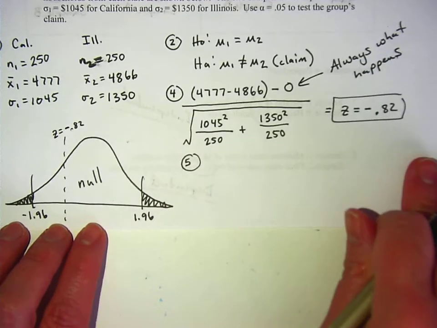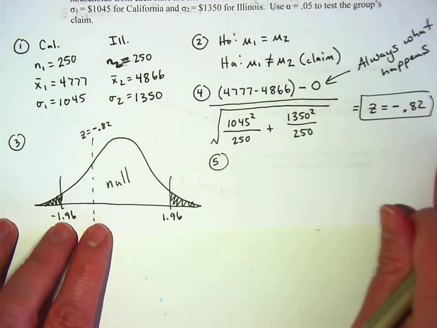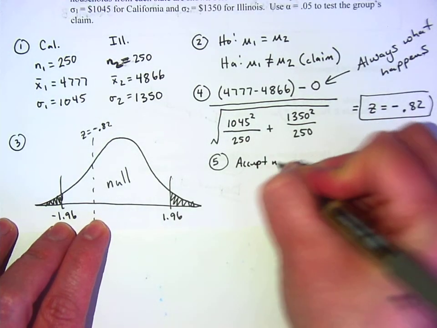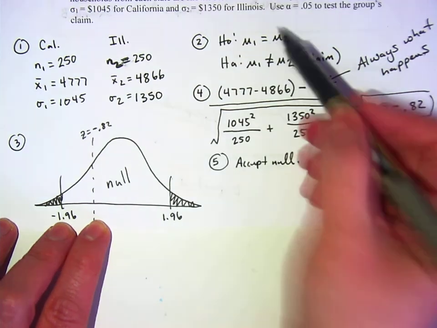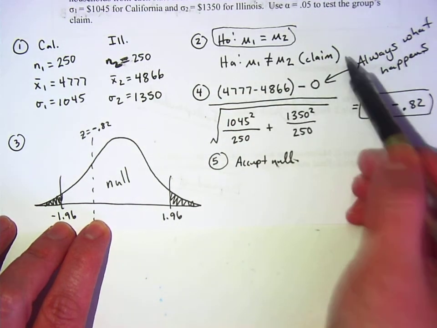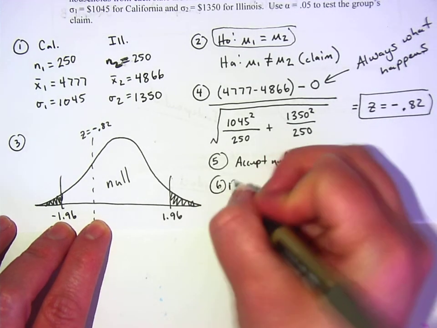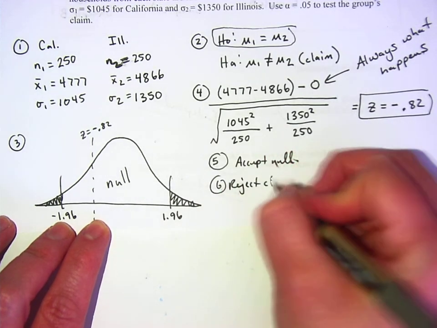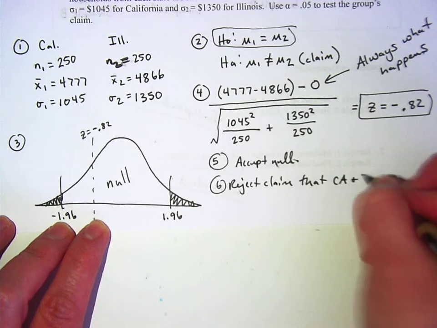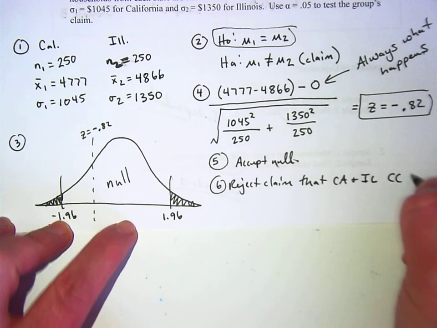So what should we do? Accept the null. Accept the null, reject the claim. Or wait. Yep, in this case, if we accept the null, then we're rejecting that claim. So we're rejecting the claim that California and Illinois credit card debt is the same.